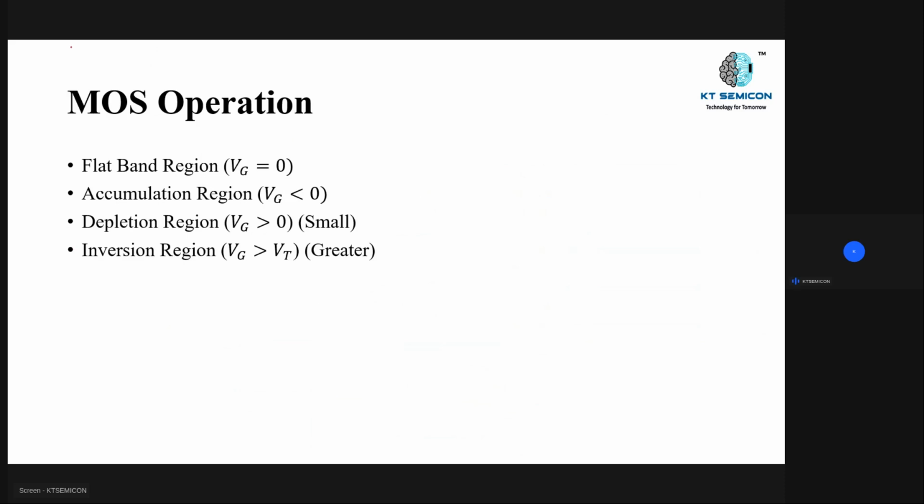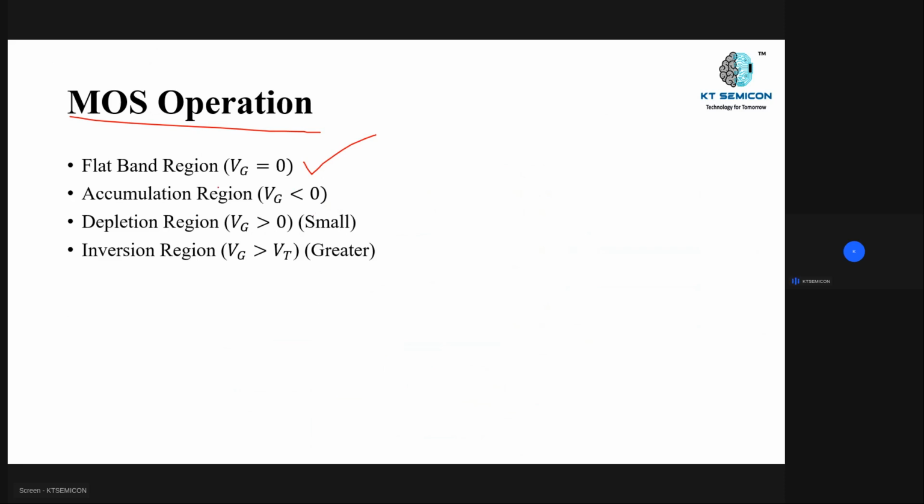So after that we are having four different kinds of cases. Okay, first one is flat band. So how is flat band created? When we are applying the gate voltage as zero. Okay, these are the four different cases. I'll explain each and every case.